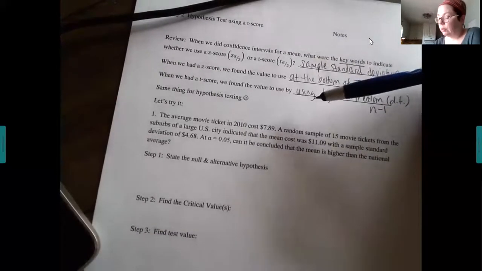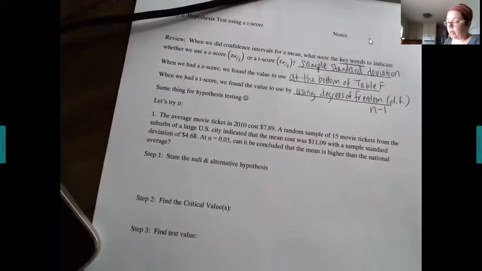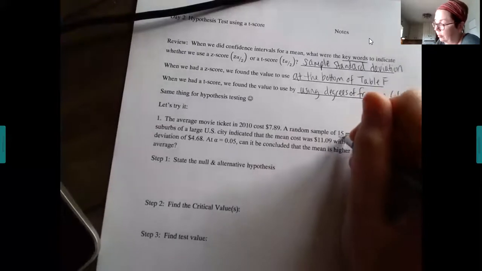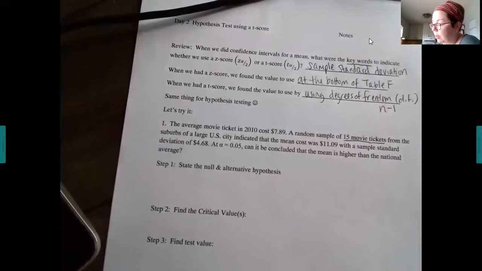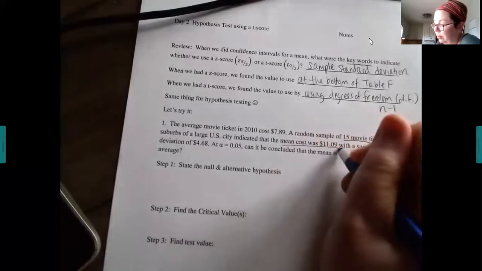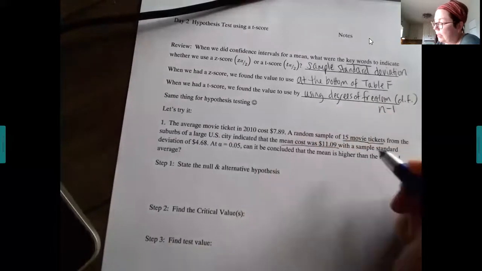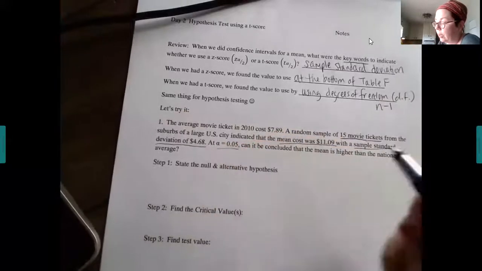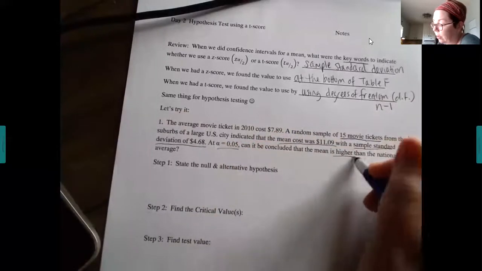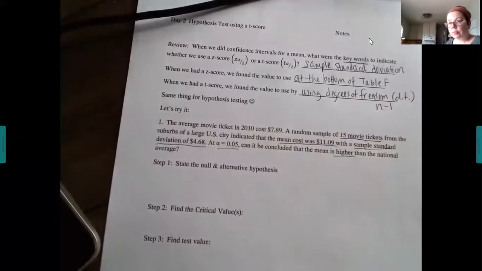Here it says the average movie ticket in 2010 was $7.89. A random sample of 15 movie tickets from the suburbs indicated that the mean cost was $11.09, pretty high, with a sample standard deviation of $4.68. At 0.05, can it be concluded that the mean is higher than the national average? So again, it gives us all the information, just a matter of picking out what we need.